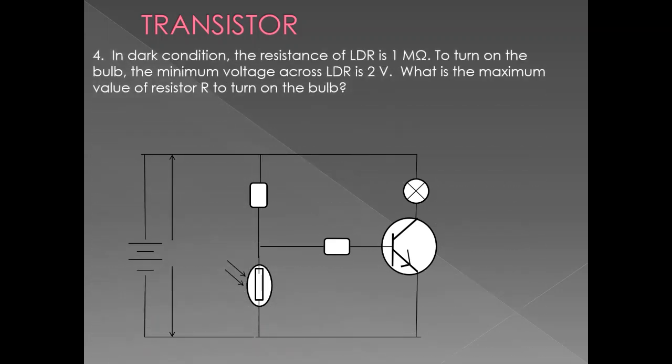And the next one, number 4. In that condition, the resistance of the LDR is 1 mega ohm. To turn on the bulb, the minimum voltage across the LDR is 2 volt. What is the maximum value of resistor R to turn on the bulb? Okay, these are the questions.